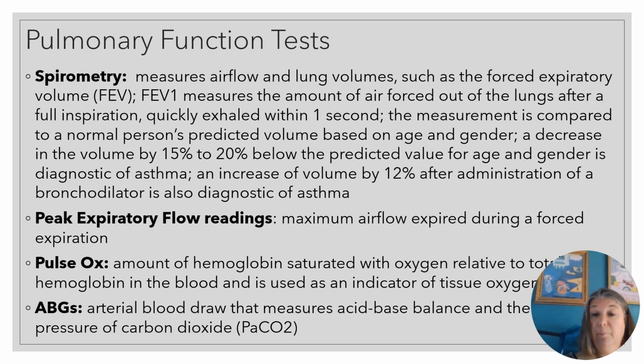Also, we're going to use our pulse ox. What is our percentage of O2 relative to the total hemoglobin, right? That's what our pulse ox is telling us. Oxygen saturation. We're going to use ABGs. That's going to give us a view into our acid-base balance. Are we acidotic? Are we holding on to too much CO2? What's going on with that?